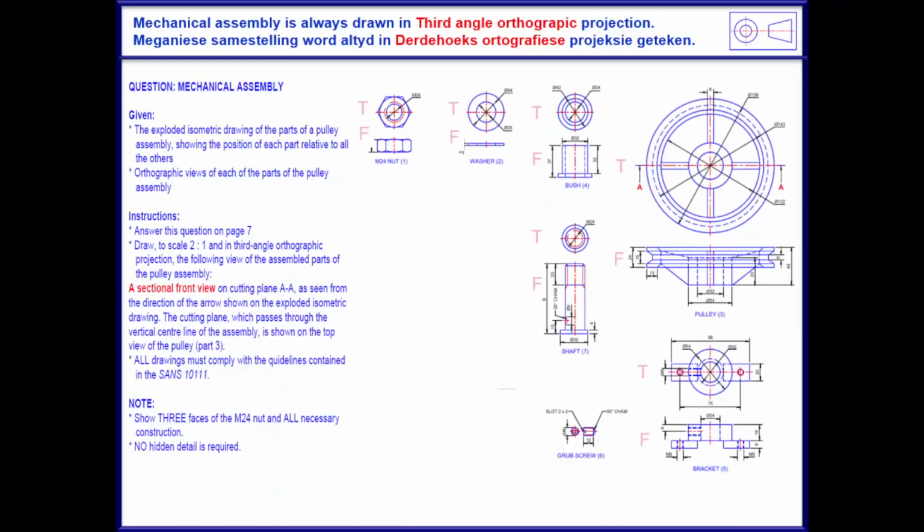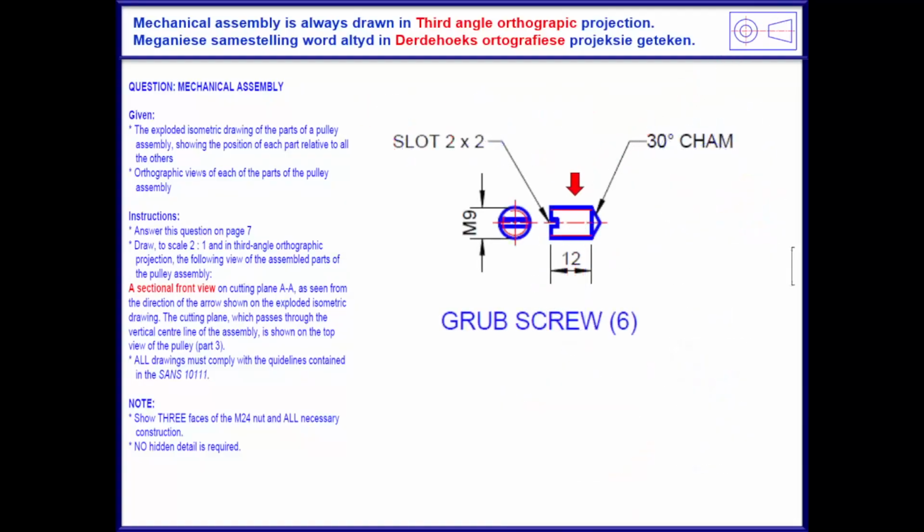So all the given views are the top views and front views for each part, except for the grub screw, where the two views are placed next to each other, which leads us to the question, which orthographic views of the grub screw is given? If this is the front view, then this must be the left view.